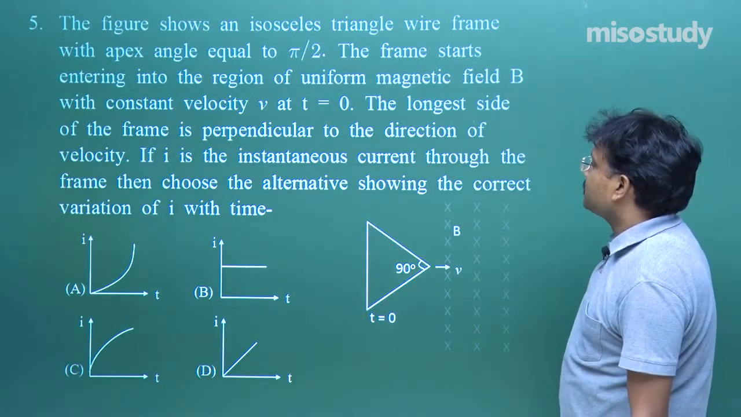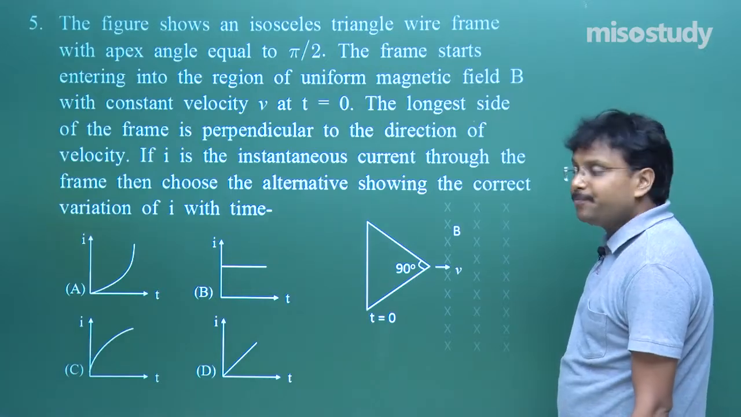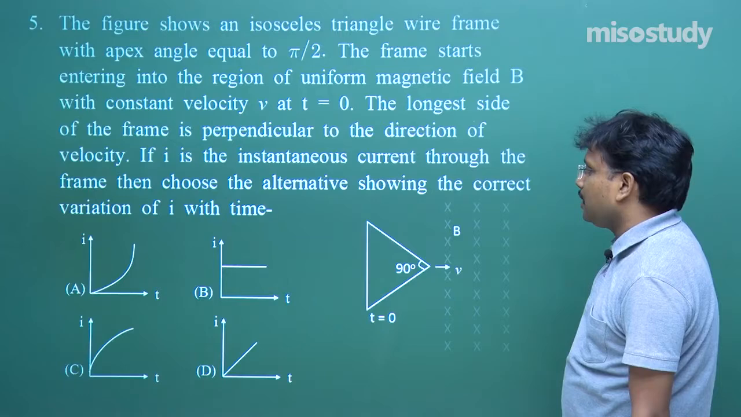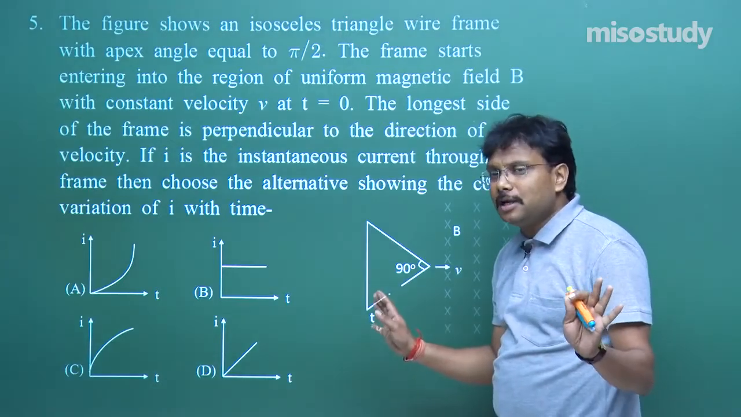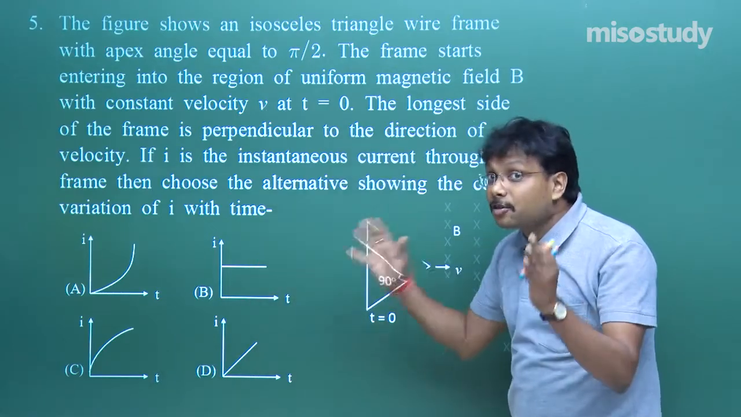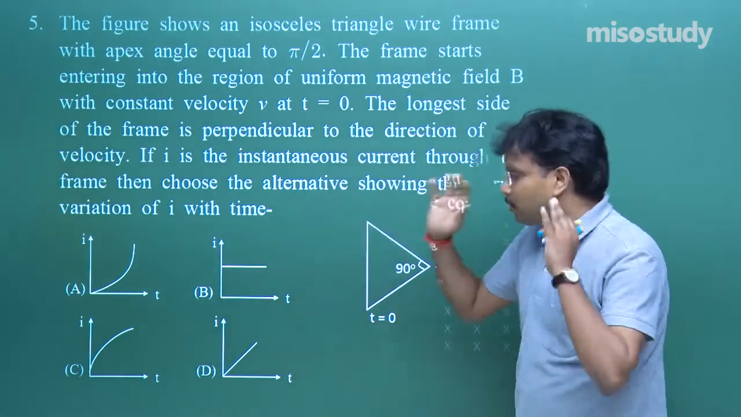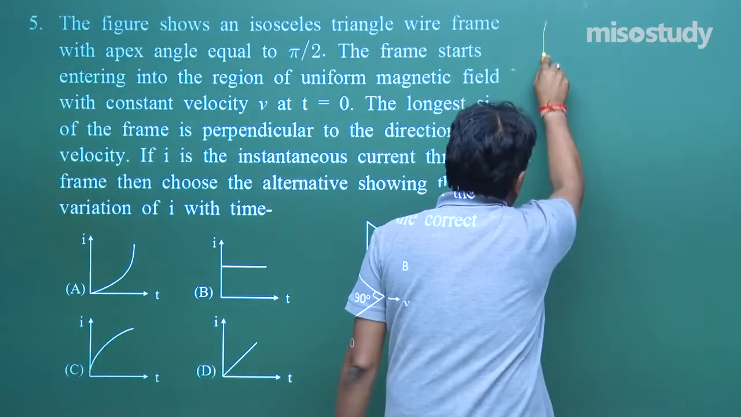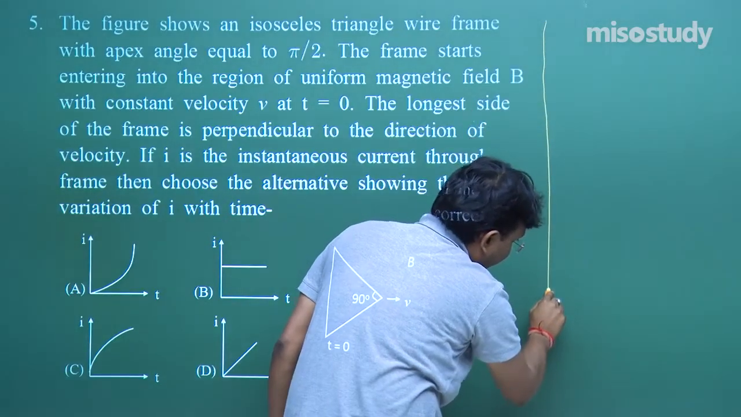If I is the instantaneous current through the frame, then choose the alternative showing the correct variation of I with time. You need not calculate, you just have to visualize and then find out the expression and then the graph. I hope the diagram is clear. Let me explain it.